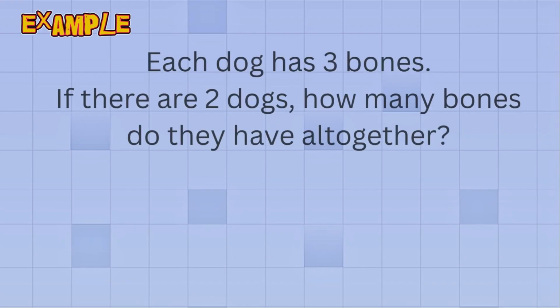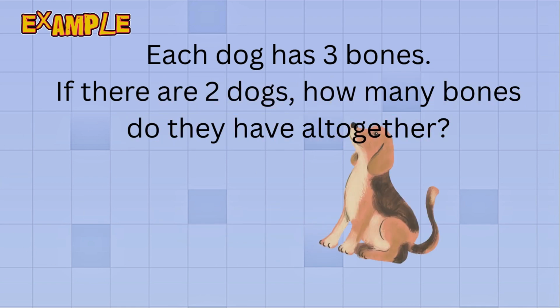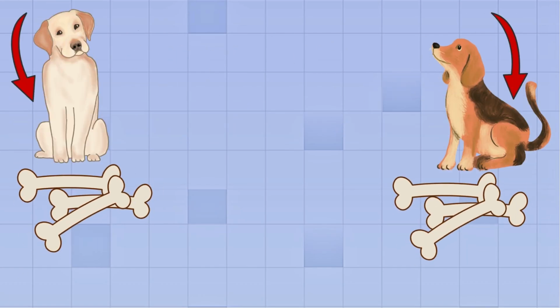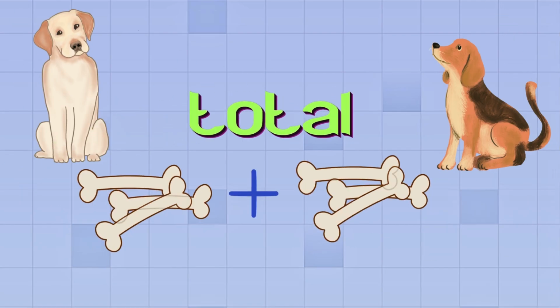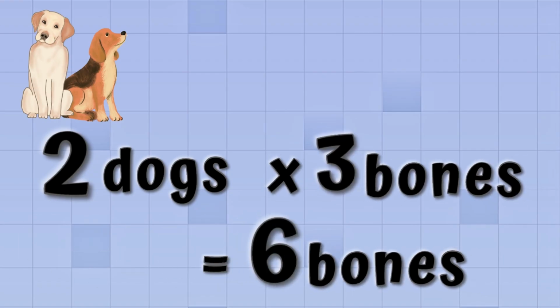Let's sink in. For example, each dog has 3 bones. If there are 2 dogs, how many bones do they have altogether? To help you visualize it, here are the 2 dogs. And the question says, each one has 3 bones. Because the question asks for the total, that means we have to put the bones together. So, 2 dogs times 3 bones, which equals 6 bones altogether.